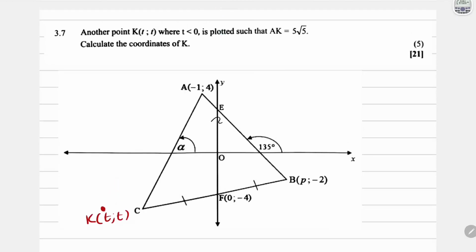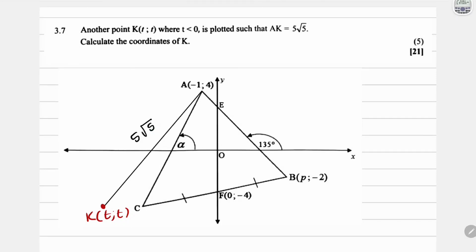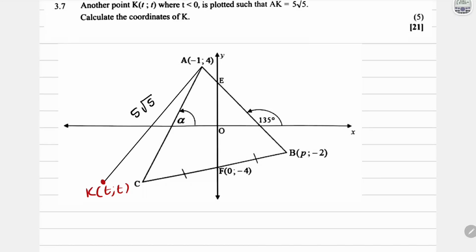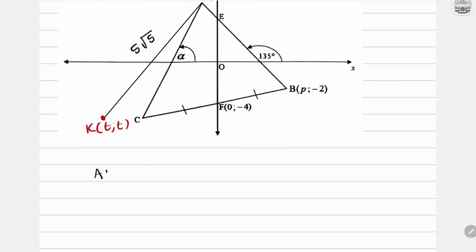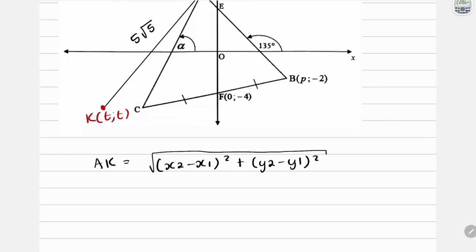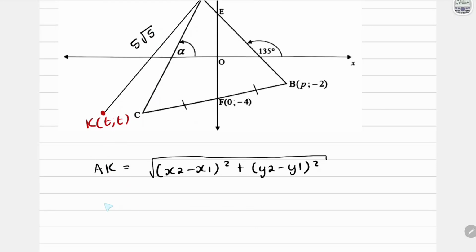The information that they give us is that AK, so A to K, that is 5 square root 5. And we have to find t. So you see that they give you the distance of AK. So we have to use the distance formula. So the distance formula, okay, for AK, you're going to say the square root of x2 minus x1 all squared plus y2 minus y1 all squared. And that would give us the distance, right? But we already know the distance. The distance of this line is 5 root 5, okay?